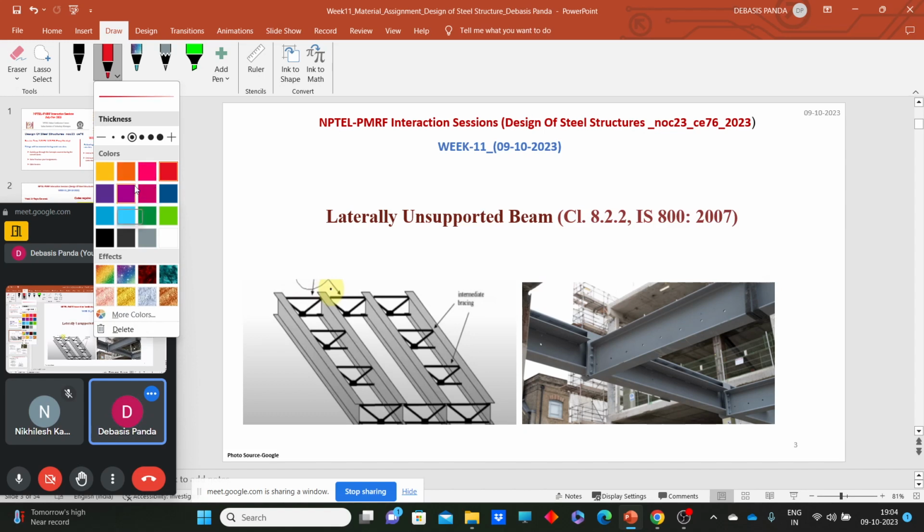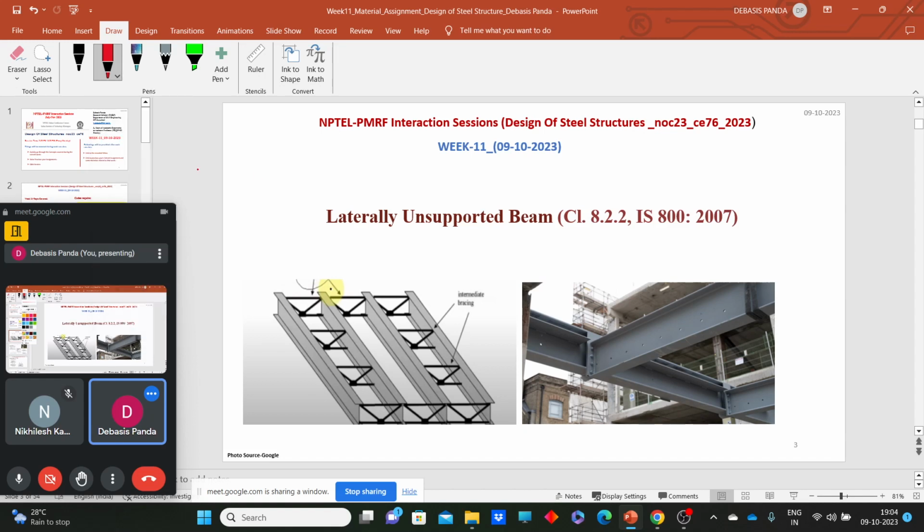So let's first, one second. Okay, so laterally unsupported beams, right? The thing is, I think there is a slight internet problem. Okay, no problem.